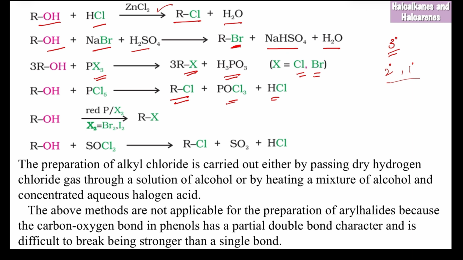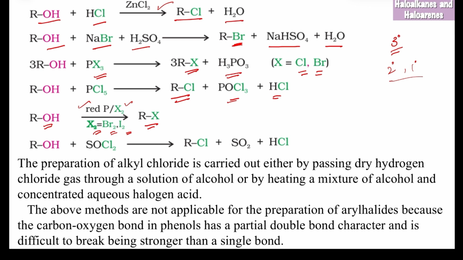Now instead of using phosphorus trihalide directly, a combination of red phosphorus and halogen is used along with alcohol, and this gives alkyl halide. Here X2 represents halogens, bromine and iodine.